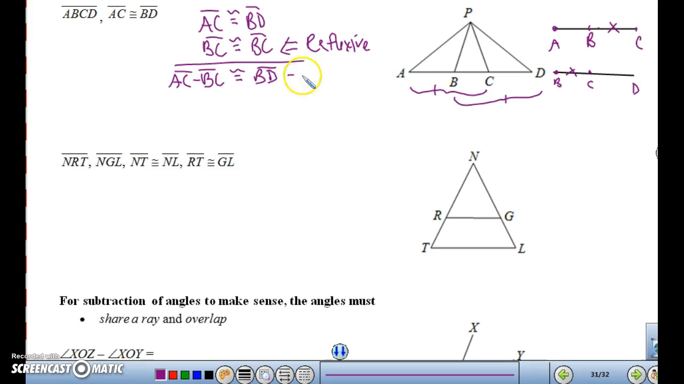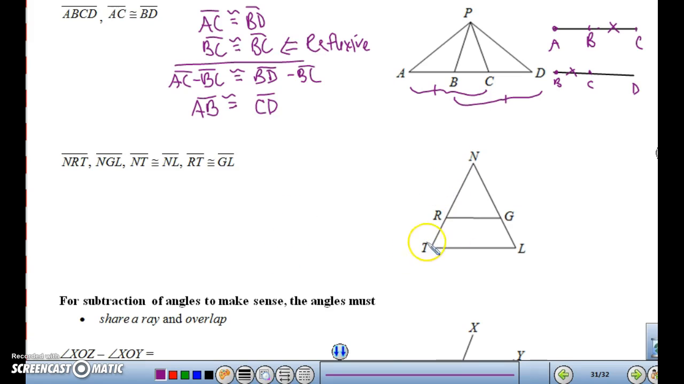Well, what is AC minus BC equal to? AC minus BC is equal to AB, and that is congruent to BD minus BC, which is left with CD. So you can see subtraction works as well. You just have to make sure that you have two things to subtract. All right, let's look at this next one.